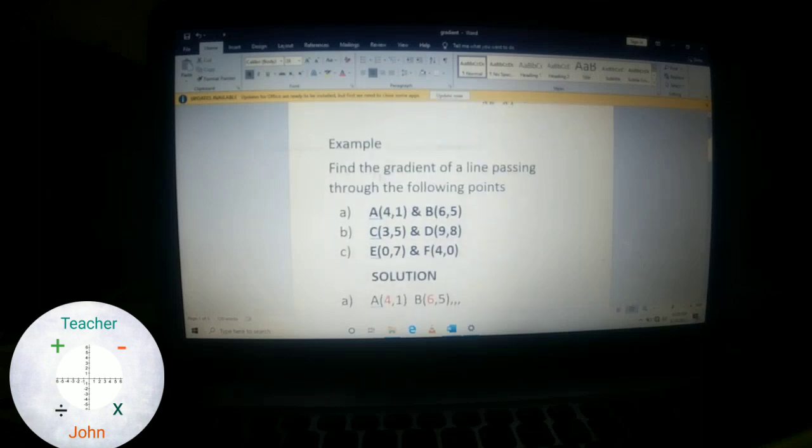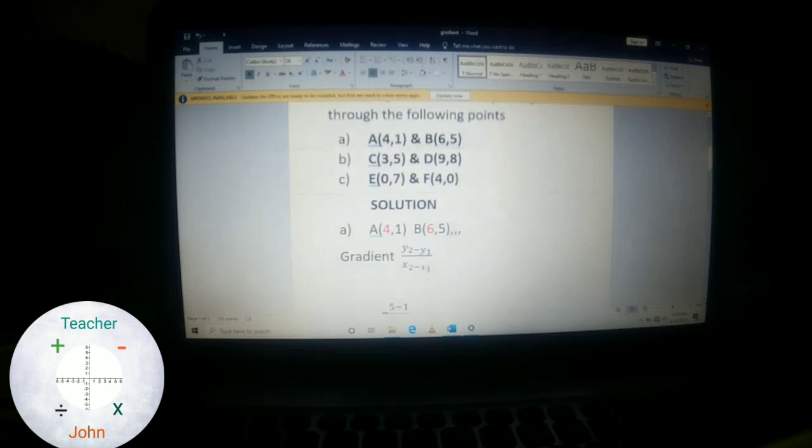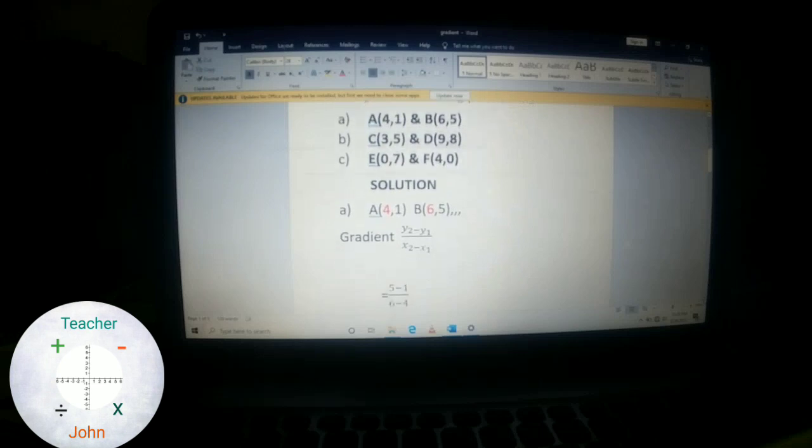Here they are saying find the gradient of a line passing through the following points. For point A we have 4, 1, and for B we have 6, 5. So on that first question, A of 4, 1 and B of 6, 5, we can come here to the solution and say that the gradient is y2 minus y1 over x2 minus x1.